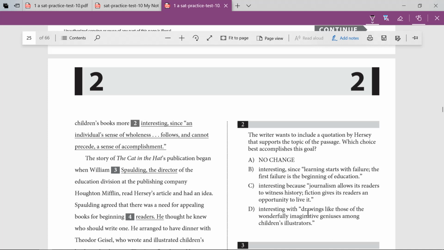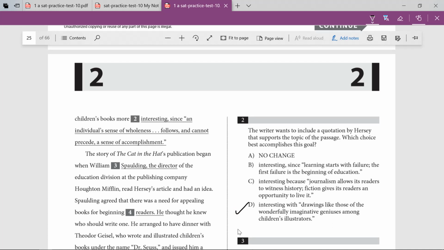I see this as quite appropriate. Drawings like those of wonderfully imaginative geniuses among children's illustrators. So basically, in order to make it interesting, he would go with making drawings. This looks like the best option in this context, so I'll select this.